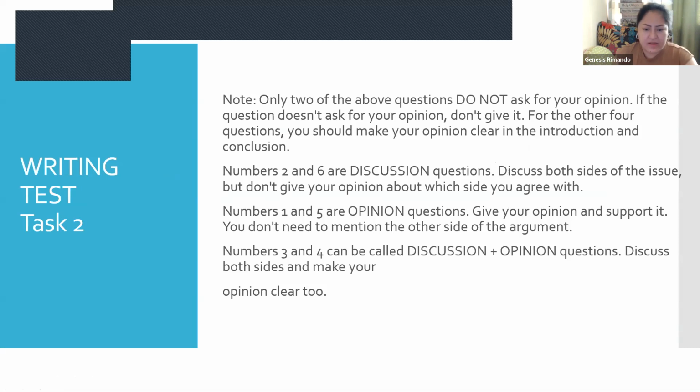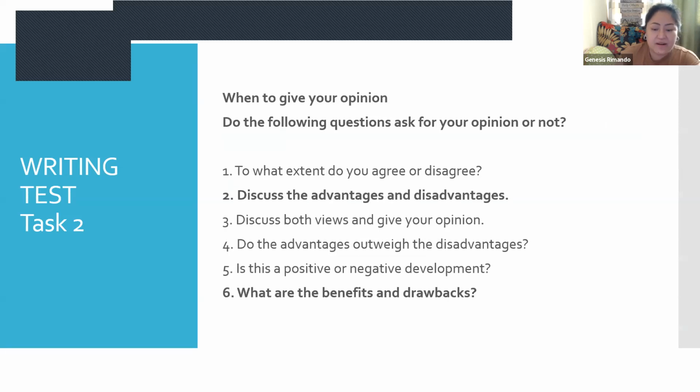So, like number 5, what's the question number 5? It's an opinion question, so you have to give your opinion and support it. Again, you don't need to mention the other side of the argument. So what is number 5? Is it a positive or negative development? So immediately you can say, it is a positive development because blah, blah, blah, paragraph, second paragraph, then another supporting paragraph, then summary. So what's the sample of number 5?